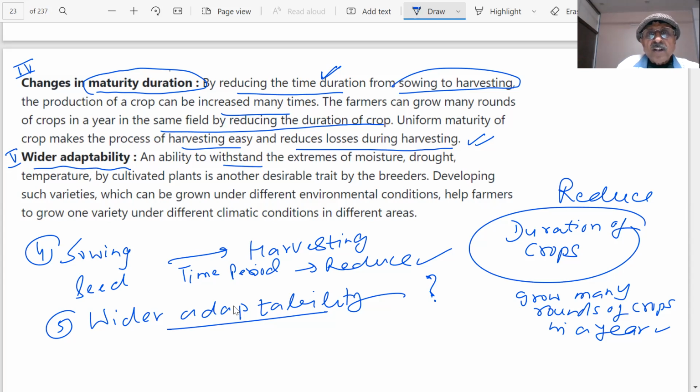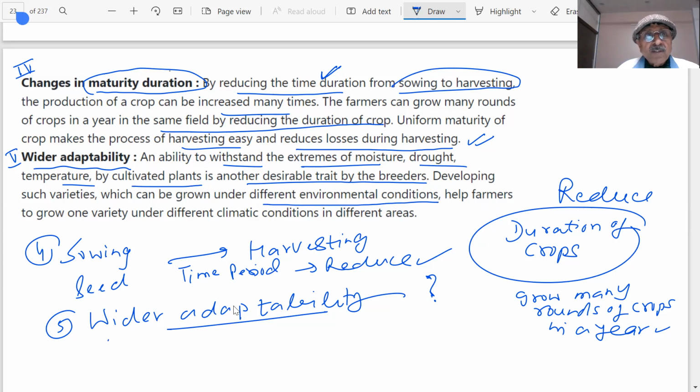So ability to withstand extremes of moisture, drought, temperature by cultivated plants is another desirable trait by the breeders. Sometimes your plants have less water. Sometimes you are putting one bucket of water over the water you have given them. Can they survive? No, sir. If there are floods or anything, all this is going to happen. So adaptability, wider the adaptability, better it is, less will be the loss. If adaptability is low, what will happen? There will be losses.